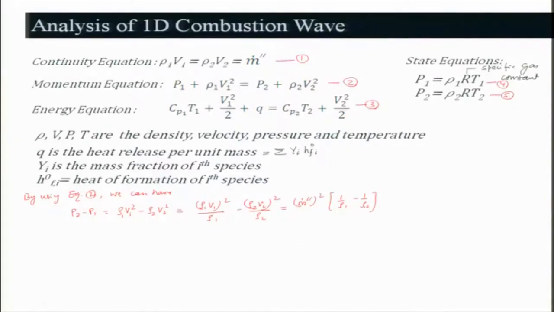And this equation you can consider as the Rayleigh equation. I can write rho 1 V 1 square is also equal to rho 2 V 2 square, which is nothing but P 2 minus P 1 divided by 1 by rho 1 minus 1 by rho 2. And this equation is known as the Rayleigh relation. Let me write this down as equation number 6.